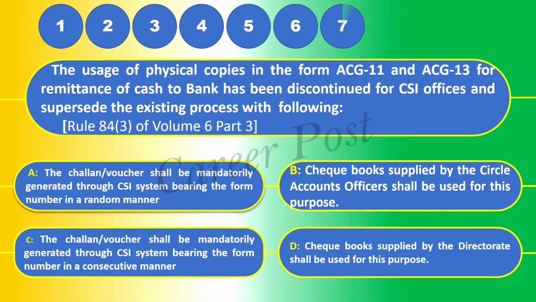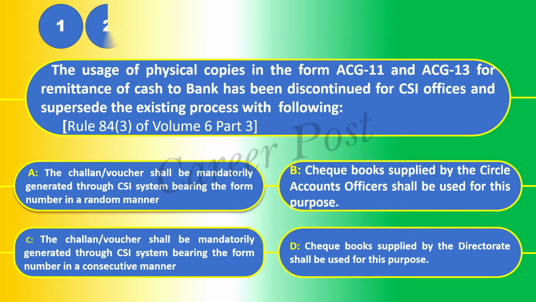Instead of ACG 11 and 13, what is to be used right now in CSI system? Because they have been discontinued. The answer is the challan or voucher should be mandatorily generated through CSI system. That means voucher should be generated in the system CSI, bearing the form number in the consecutive manner. System will automatically generate a number that will run in consecutive series. That means that will be serially numbered.